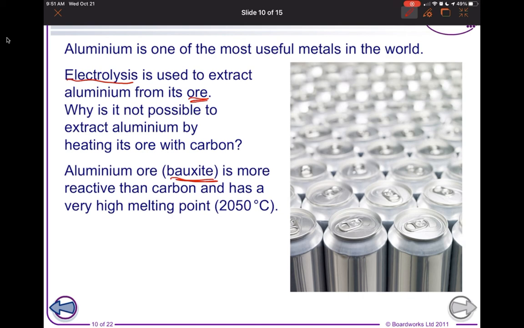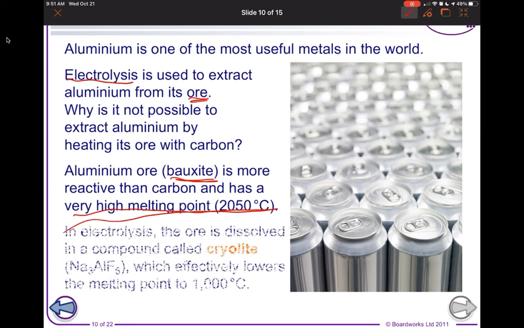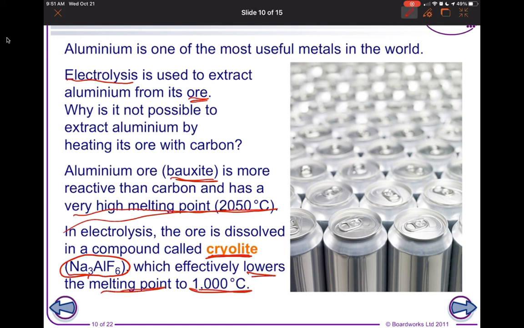Just ignore it. All right, aluminum ore is more reactive than carbon, and it has a super high melting point of 2050 degrees Celsius. In electrolysis, this ore is going to be dissolved in a compound called cryolite. And yes, you need to memorize the formula for cryolite, Na3AlF6. Now, what this does is it lowers the melting point to 1,000 degrees Celsius. When you lower that temperature, that means it's going to take less electricity to perform electrolysis, which is more cost effective. So that's why we want to lower the temperature.